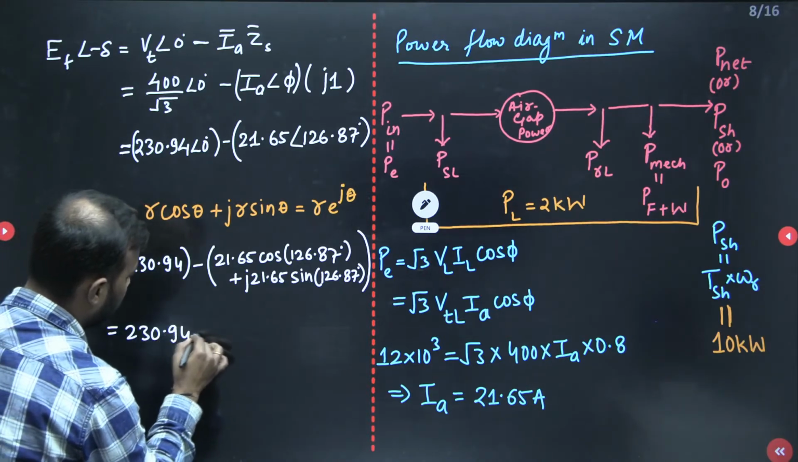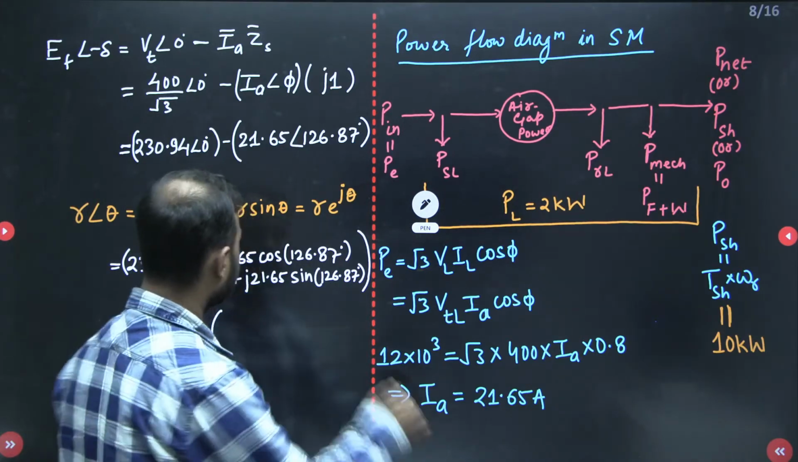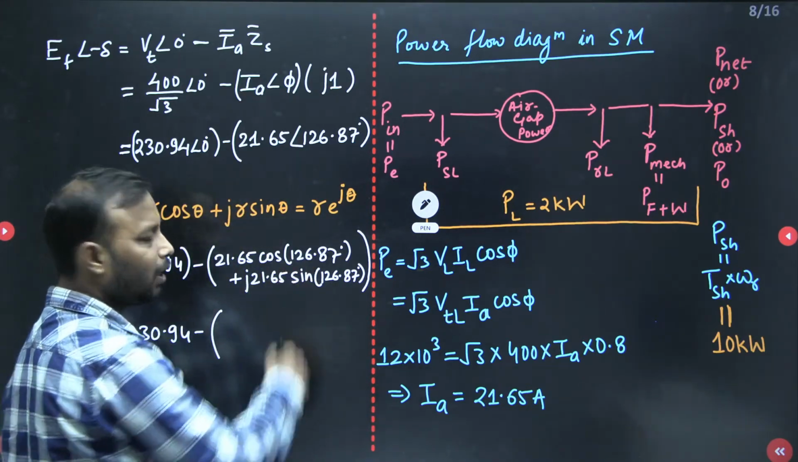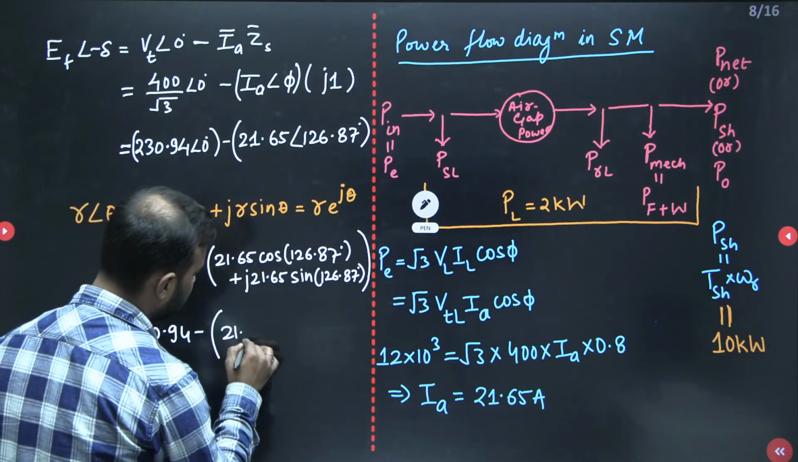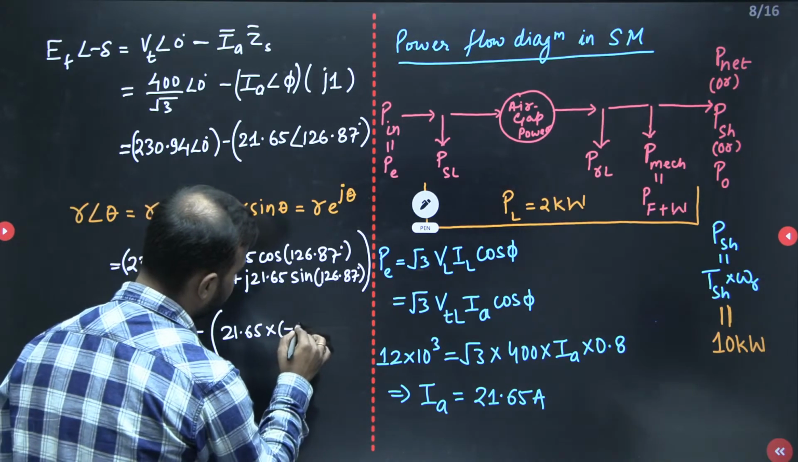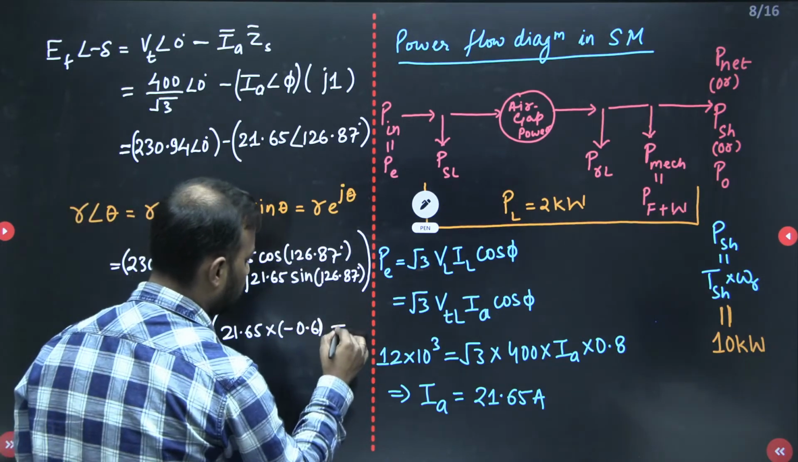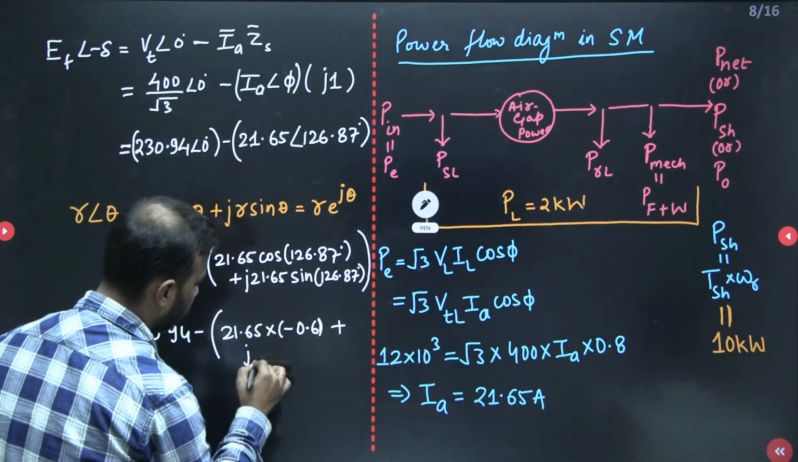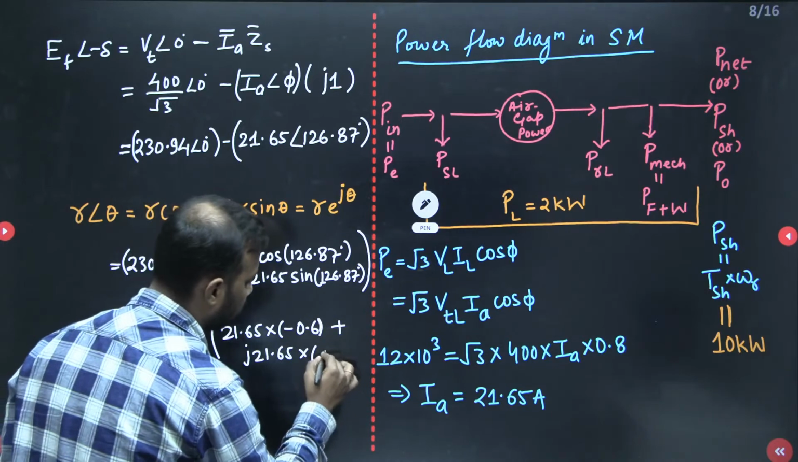230.94 minus, cos 126.87 is minus sin 36.87. So it will be 21.65 into minus 0.6, this value is minus 0.6, plus j 21.65 into this value, which is 0.8.